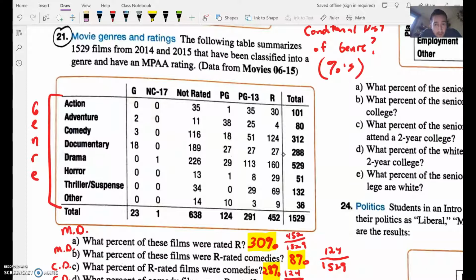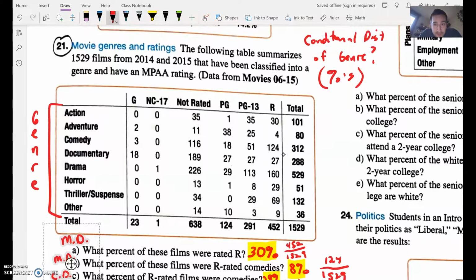And then if we went the other way, find the conditional distribution of rating instead of genre. What if we marked out genre and instead we did the rating? Wow, that's horrible writing. Let's just do lowercase.